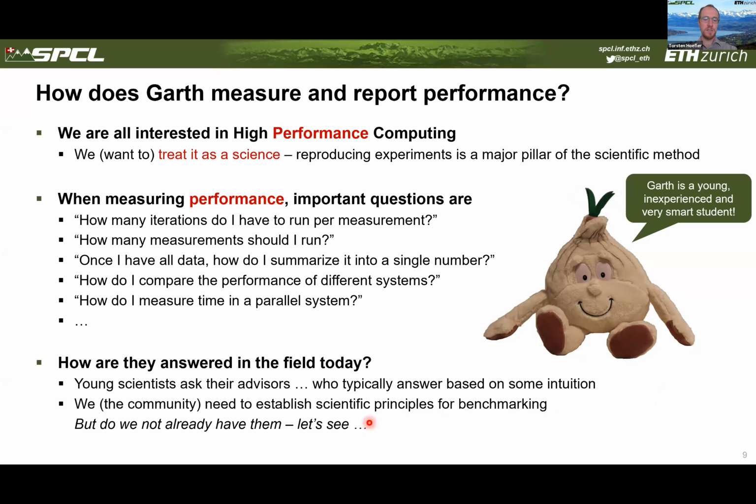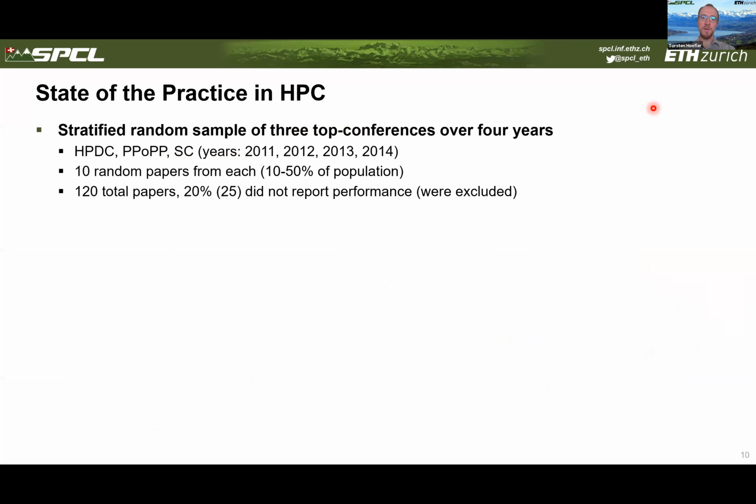So now the question is, do we already have these scientific principles for benchmarking, or do we still need to establish them? If you look at the state of the practice in high performance computing, and we did this in a rigorous way, we looked at a stratified random sample of 3 top conferences, HPDC, PPoPP, and Supercomputing, and 4 consecutive years of these conferences, and we drew 10 random papers for each, which is about 10 to 50% of the population. So we got 120 total papers, of which 25 did not work on performance, so that's fine, we excluded them.